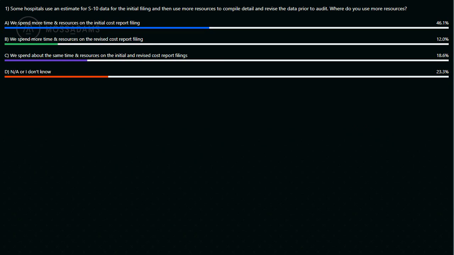I'll just say that, from my experience, these audits give you a very short time frame to turn around some of this data. So looking at this initial filing and these future template requirements, a good portion of you are spending time on that. So I think that's good to note.